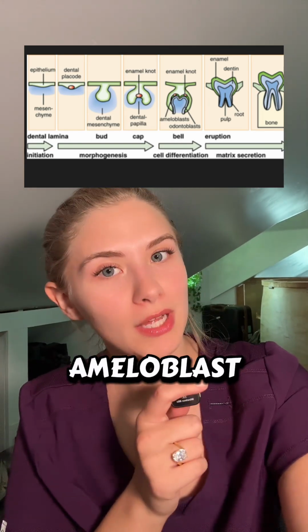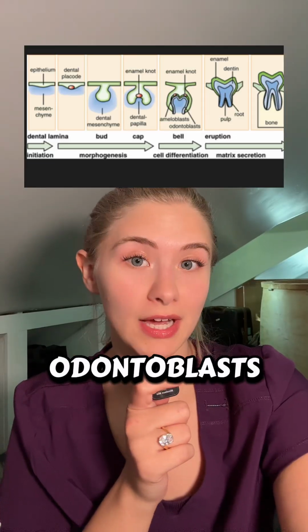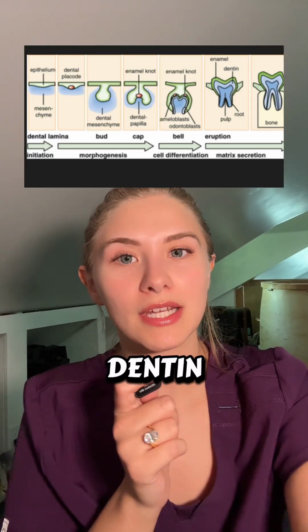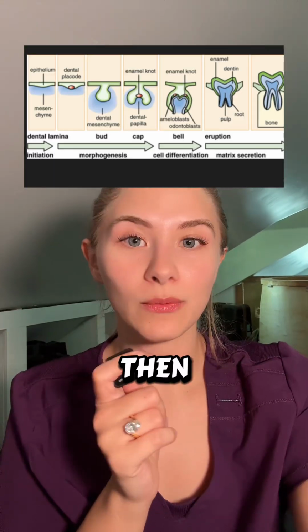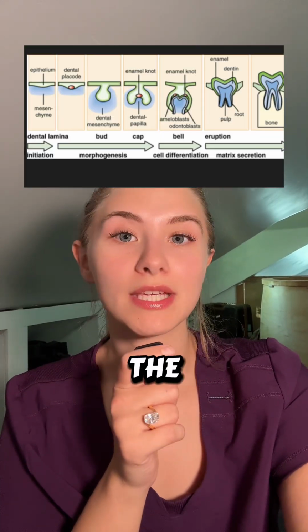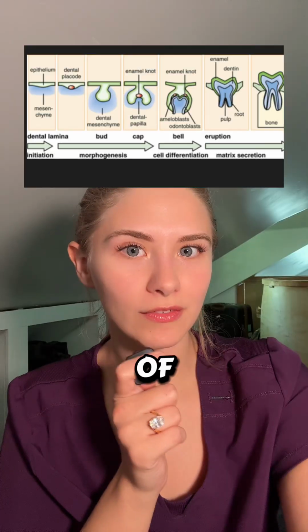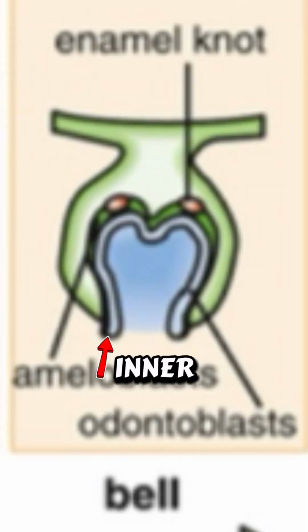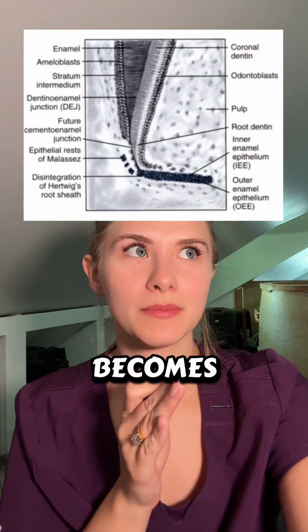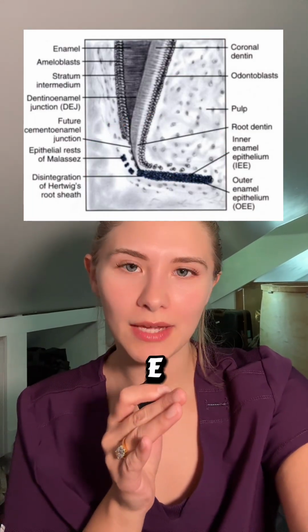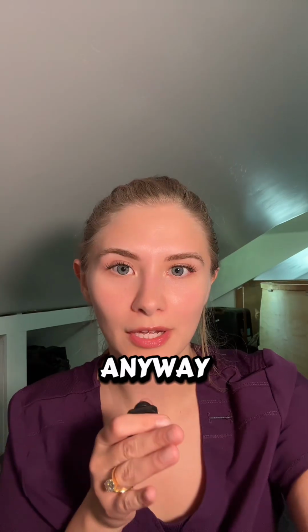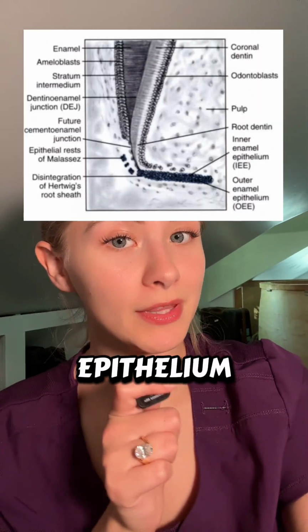So we have our ameloblasts, which turn into enamel, and our odontoblasts that turn into dentin. Then we have the dentin matrix that forms the collagen, which is why the dentin is softer. Then we have our enamel matrix, which forms the amelogenin. That's the hardening of the protein. So the outer and inner enamel layers join and form the cervical loop, which becomes the reduced enamel epithelium, also known as REE. You'll see OEE and IEE, which are the outer and inner, and then we have the REE, which later turns into the junctional epithelium.